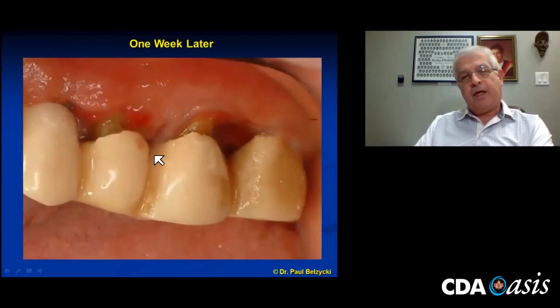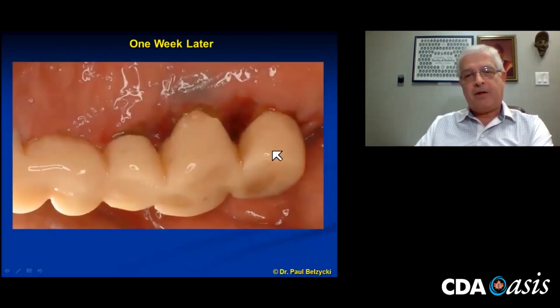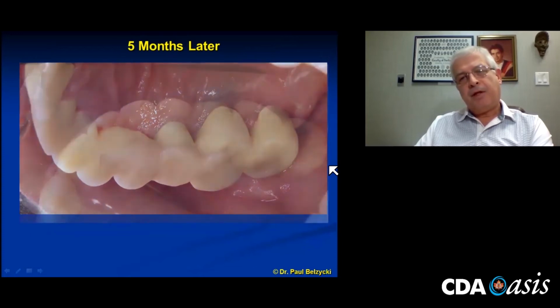1 week later, he came in for suture removal. This is what it looked like. There it is from the palate. And uneventfully, in the course of a few months, it goes on to heal, and the tissue plumps up quite nicely.